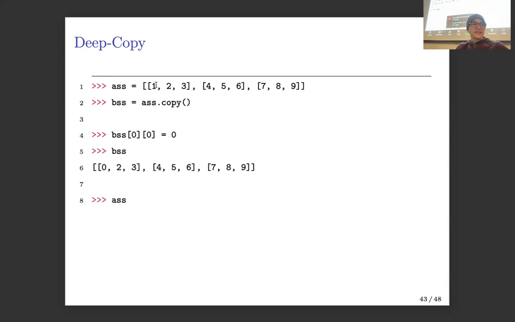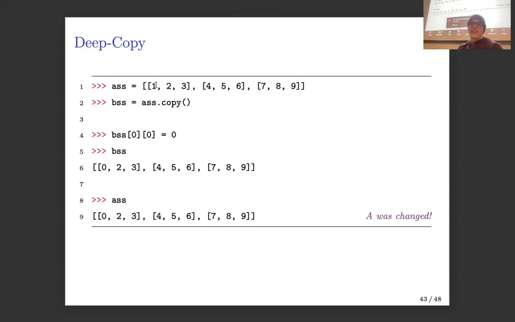What do we expect to be in as? Do we expect as to be changed or not changed? It's changed. And the reason that it's changed is because what we copied were references, right? So as has a reference to a bunch of references, okay? bs has a copy of that reference to the same references, right? So the outside list is different. The inside is still the same stuff, right? So this is all the trouble from pointers.